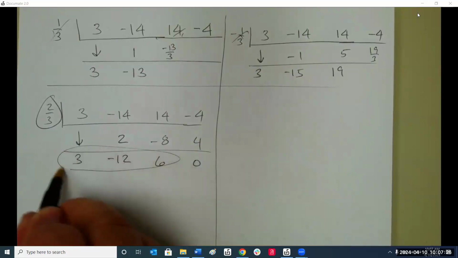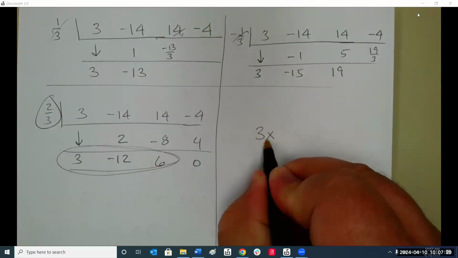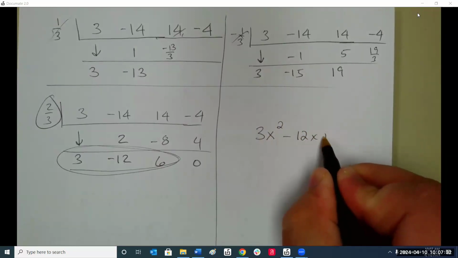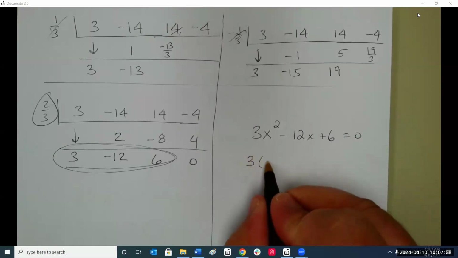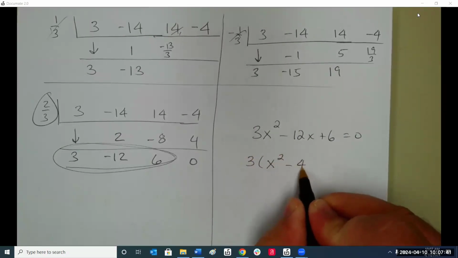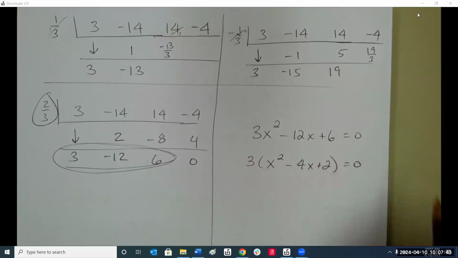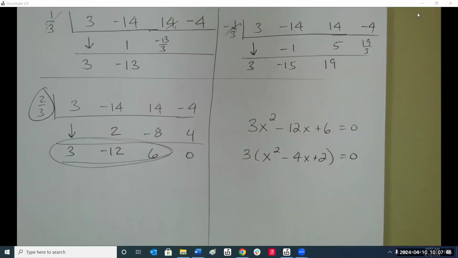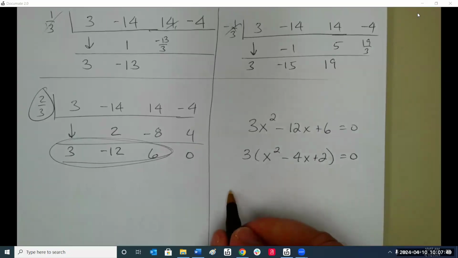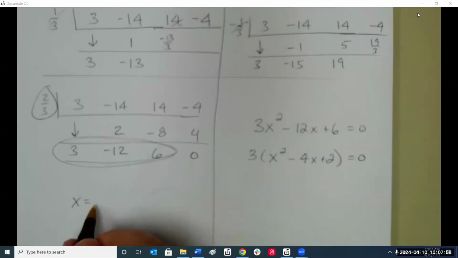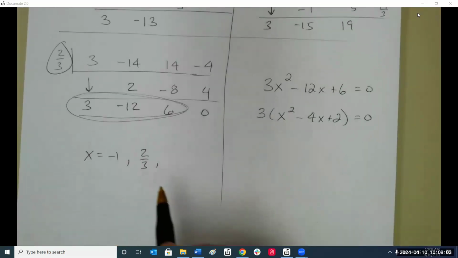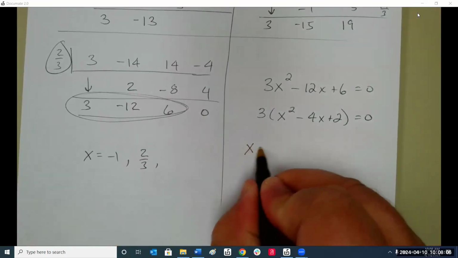So all we have to do now is look at this quadratic equation. This is 3x squared minus 12x plus 6. We can factor out a 3. So far, our solutions, our factors are x equals -1, positive 2/3. And we have to use the quadratic formula for this next one.